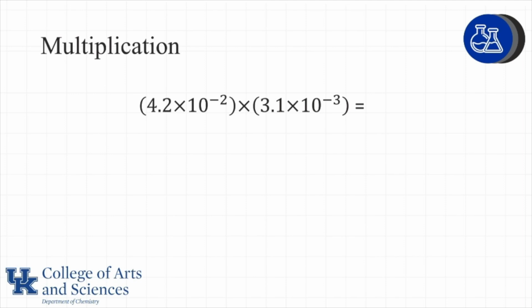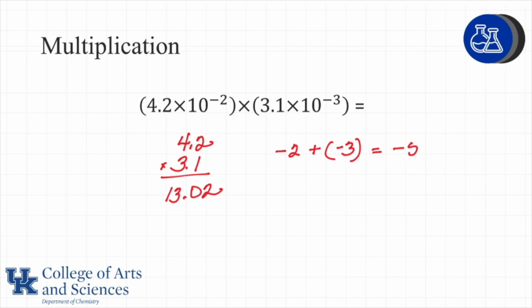Now looking at multiplication, okay, same thing in the calculator. Enter it and find your answer. That's fine. We're going to go through the math of it just to make sure everybody's on the same page on how you manipulate numbers in scientific notation in multiplication. So the first thing we do is we take the 4.2 times the 3.1 and we get 13.02.